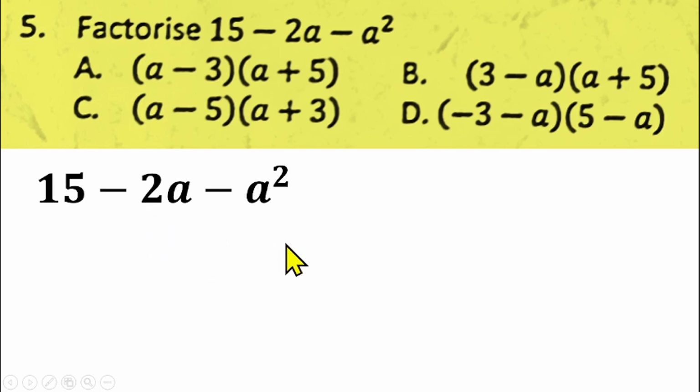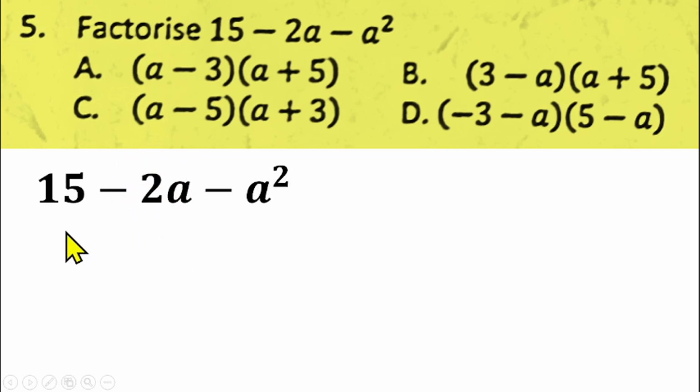So the 2 factors of minus 15, 2 numbers you can multiply together to give us minus 15, and when you add them together, it will give us minus 2. And that should be plus 5 minus 3.